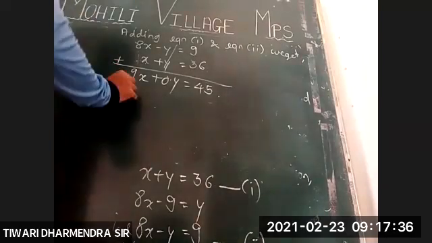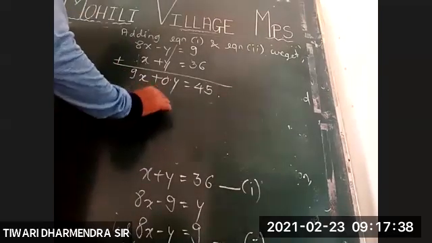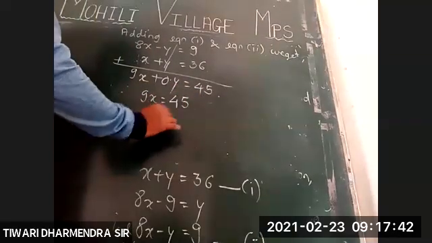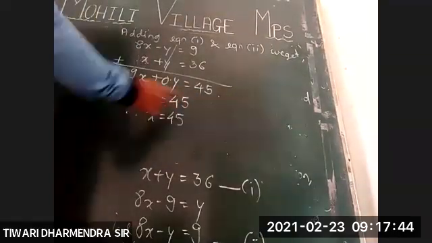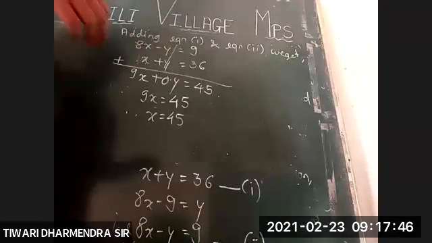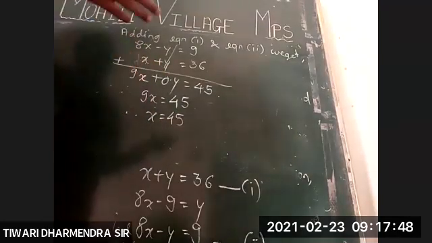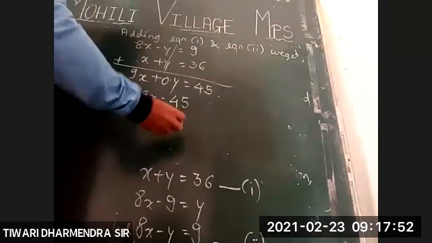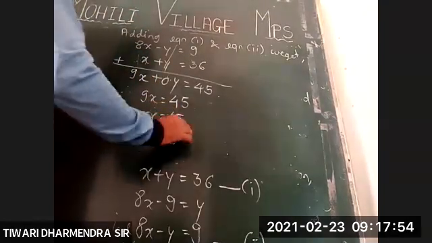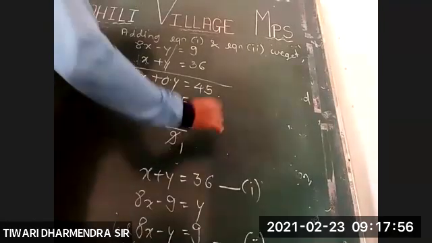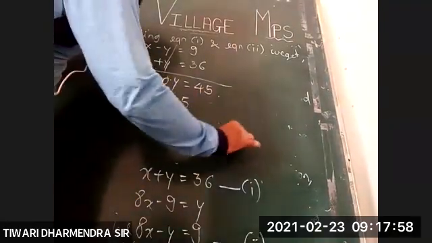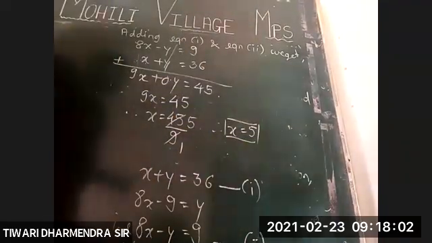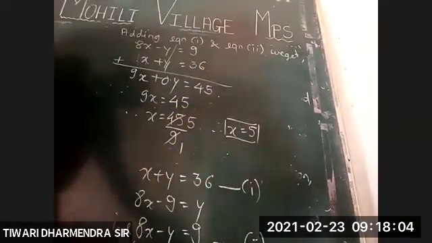So therefore, 9x is equal to 45. Therefore, x is equal to 45 divided by 9. Taking this 9 to the right hand side: on the left hand side it is in the form of multiplication, so when it goes to the right hand side, it takes the form of division. 9 fives are 45. So therefore, x is equal to 5. We got the value of x as 5.